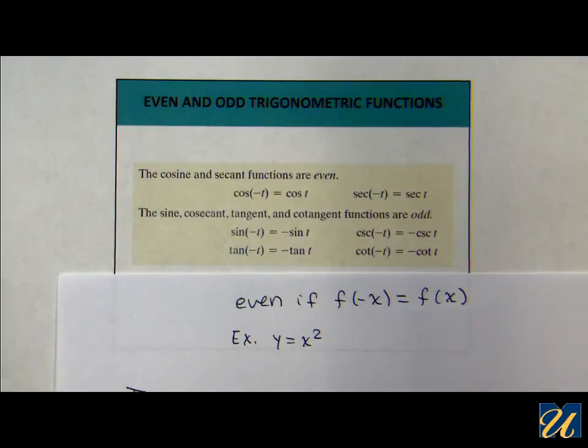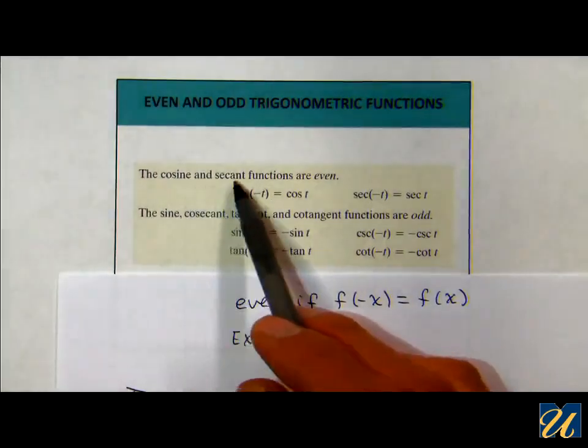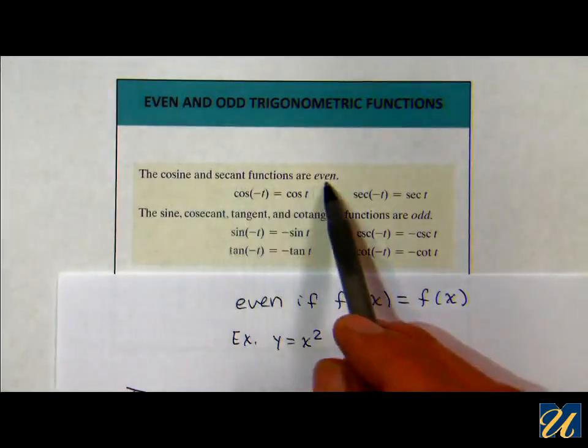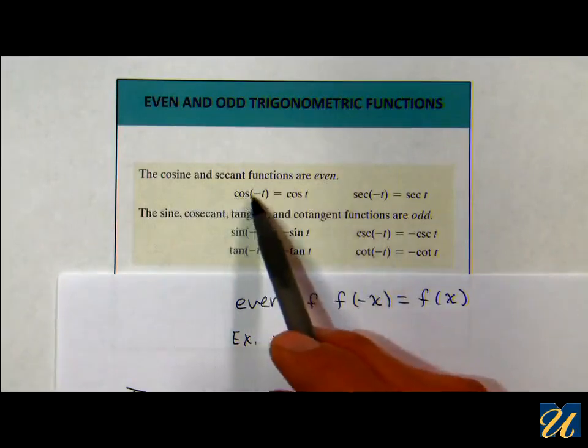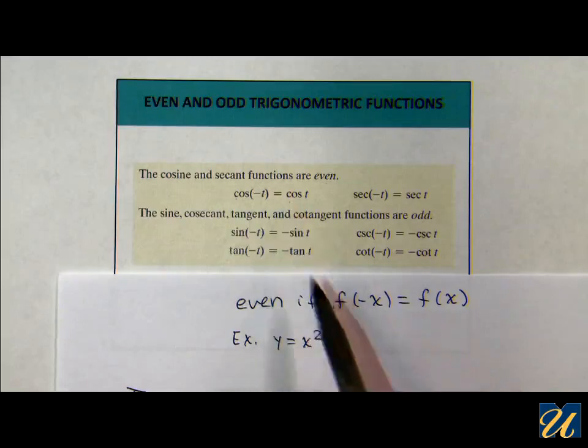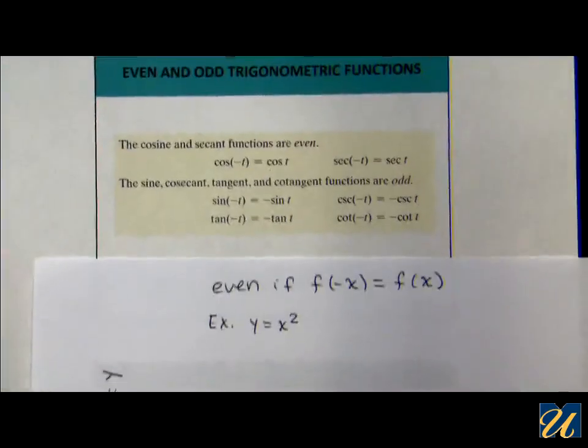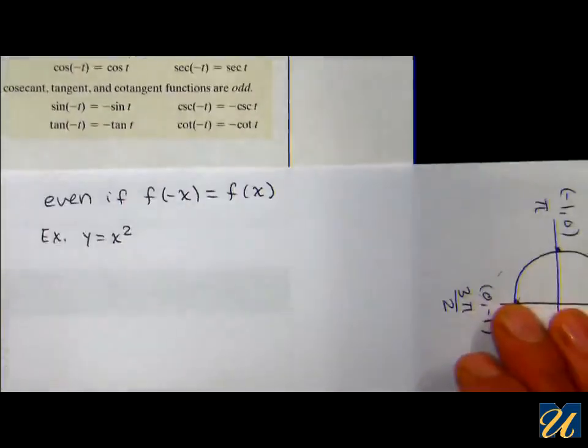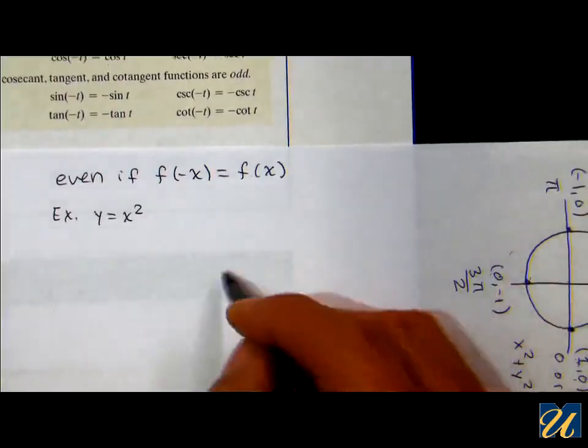Now, trig functions can also be even and odd. Turns out that the cosine and its reciprocal are even functions. See, f of negative t is the same as f of t. So it's the same relationship here. Now, why is the cosine an even function? Okay, so consider it like this.